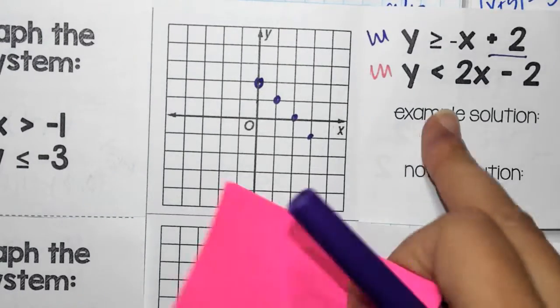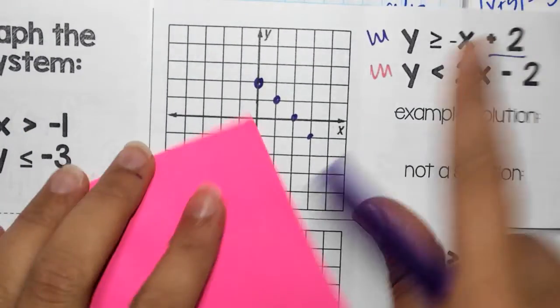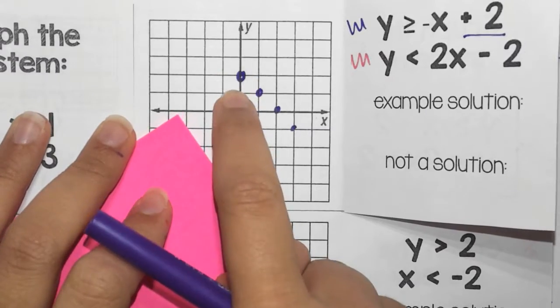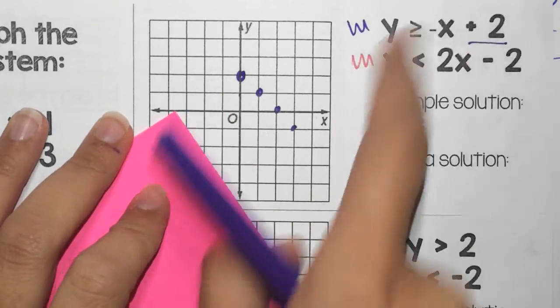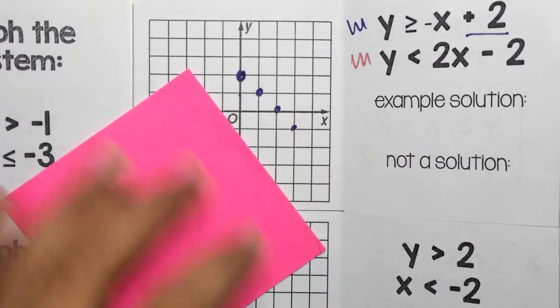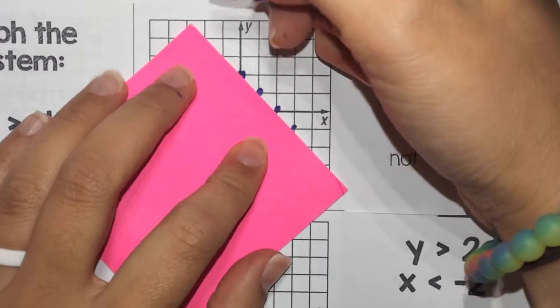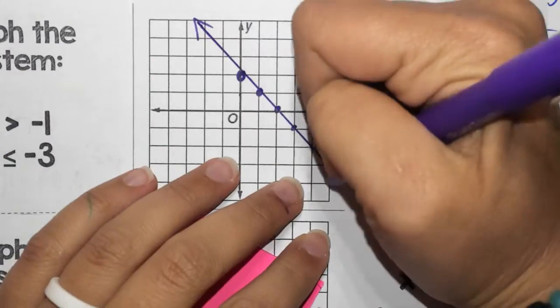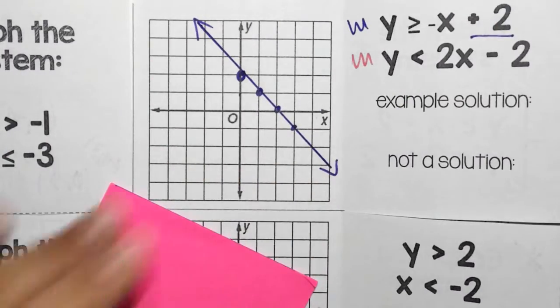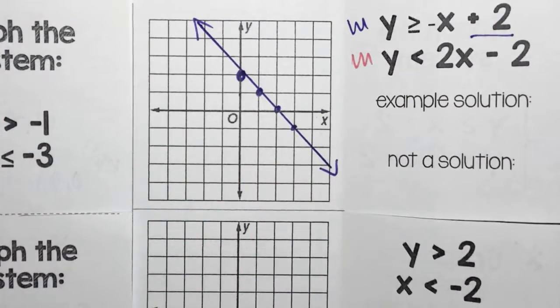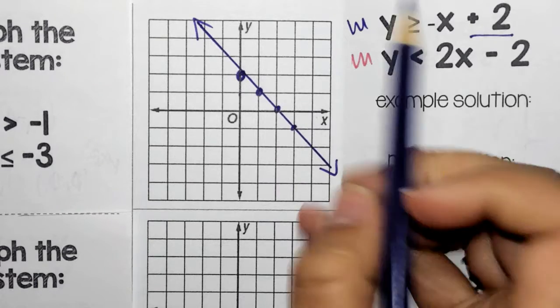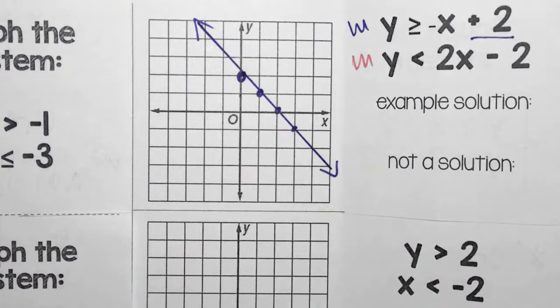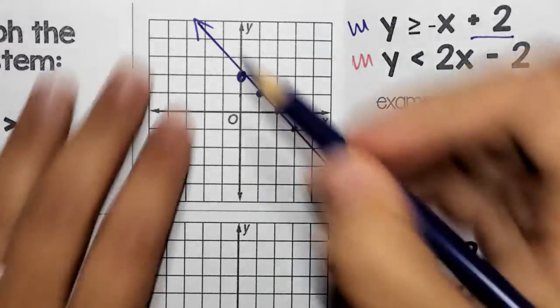Number 1 from the homework from last night. The first one was purple. So we went up 2, and then we went down 1, right 1, down 1, right 1, because it was a -1. And then our line was solid. Why was it a solid line? Because it's greater than or equal to. Now, are we going to shade above or below? Above.